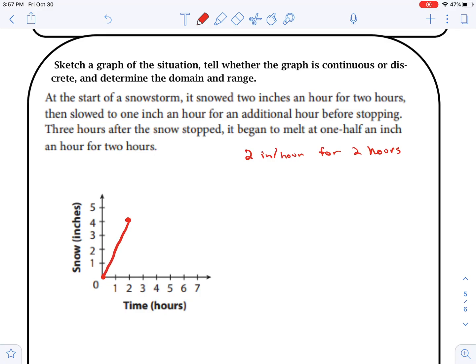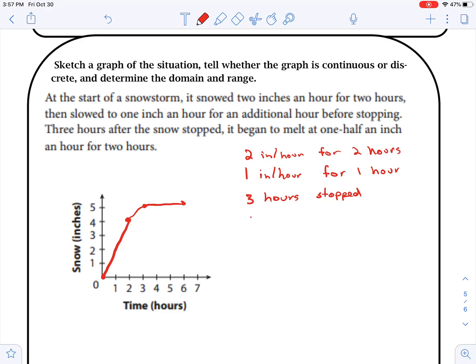Next thing it says, okay, so we did that. Then it slowed to 1 inch an hour. So now we have 1 inch an hour for 1 hour. So for the next hour, 1 inch an hour brings me up to 5. That's the next little part. Then for 3 hours, it stopped. So I go over 1, 2, 3. And it stops, so I'm not gaining any snow. I'm not losing any snow.